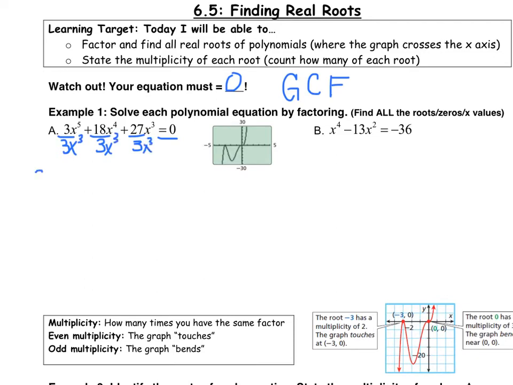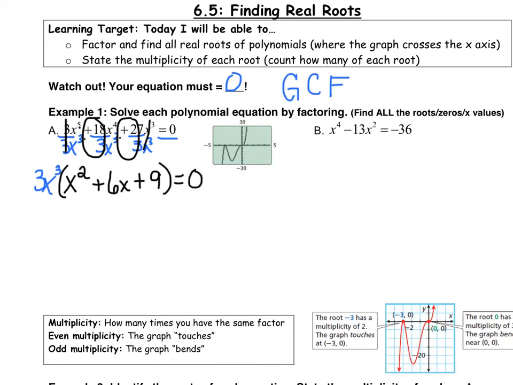So we'll write that GCF out front, 3x to the third, and now we'll write the leftovers. So 3 divided by 3 is 1, and x to the fifth divided by x to the third leaves us with x to the second. Next, 18 divided by 3 is 6, 4 minus 3 is x to the first, and last, 27 divided by 3 is 9, and those x to the thirds cancel each other out. So we'll keep going and factor this.